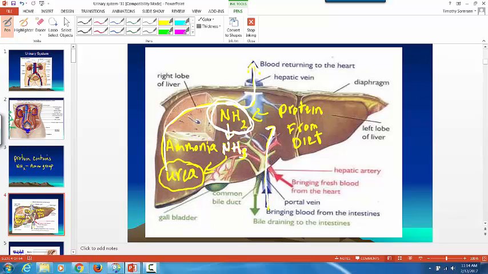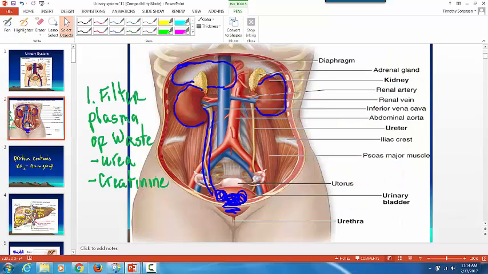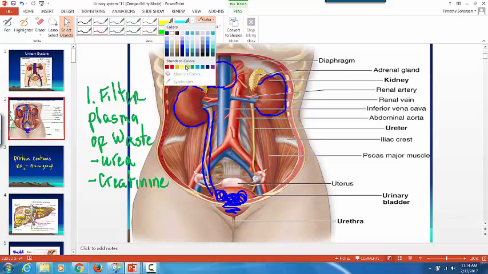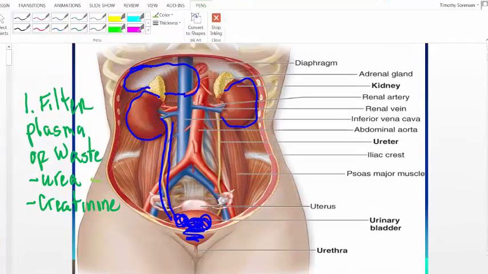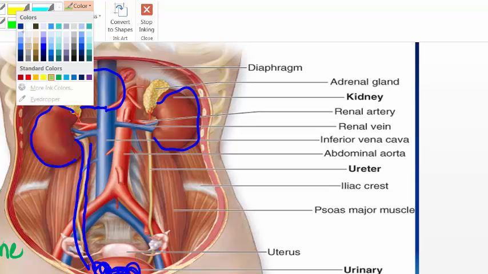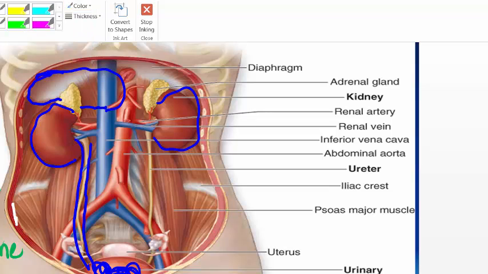You can't breathe out urea. So one of the things that the kidney has to get rid of is that urea. Because urea contains nitrogen, this urea waste product is referred to as blood urea nitrogen, or BUN.